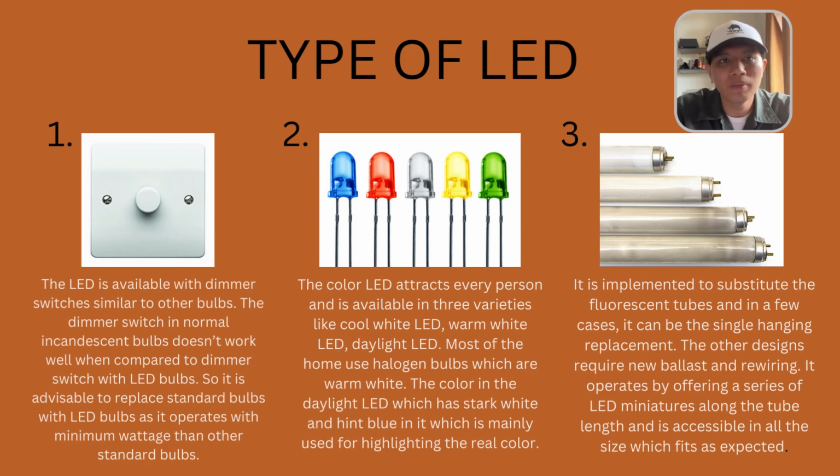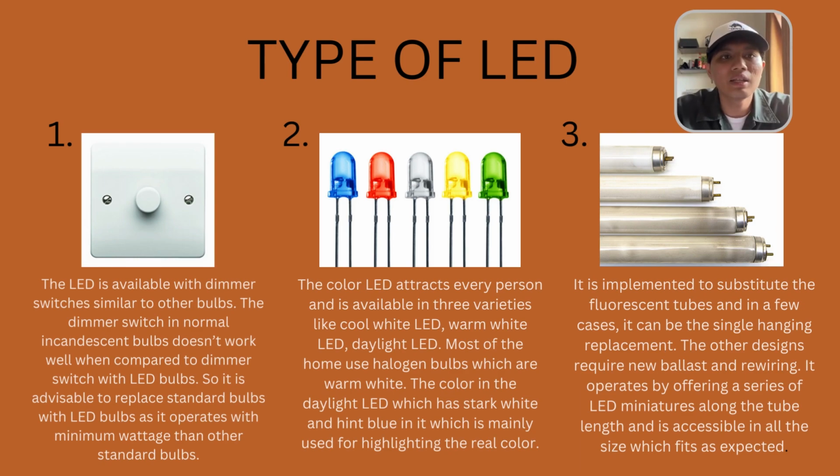Number one is the dimmer switch. The LED is available with a dimmer switch similar to other bulbs. The dimmer switch normally used with incandescent bulbs doesn't work well compared to a dimmer switch with LED bulbs. So it is advisable to replace standard bulbs with LED bulbs, as they operate with minimal wattage compared to other standard bulbs.